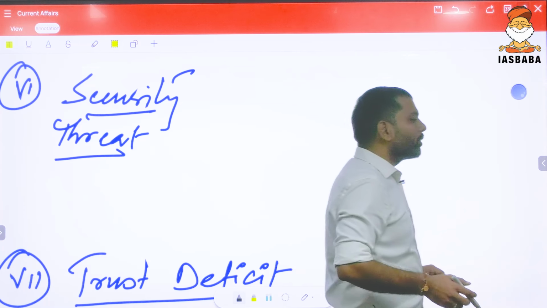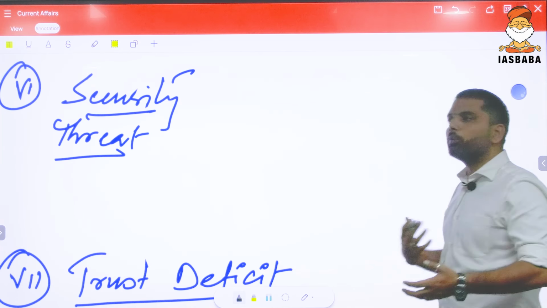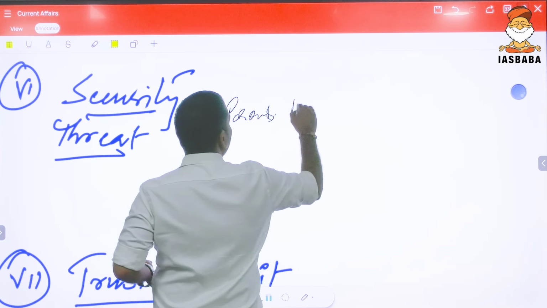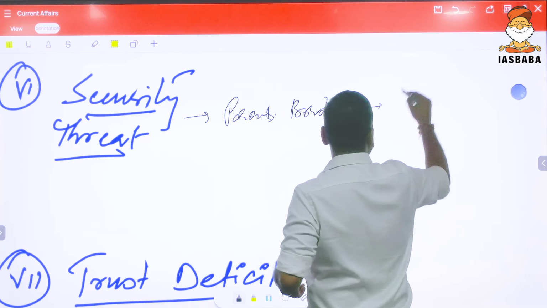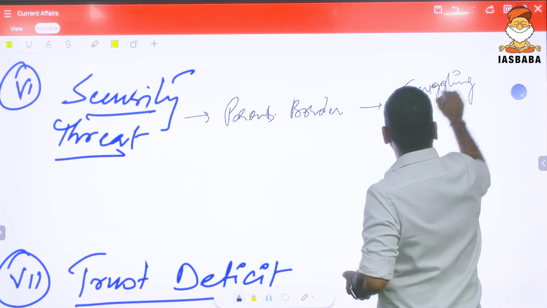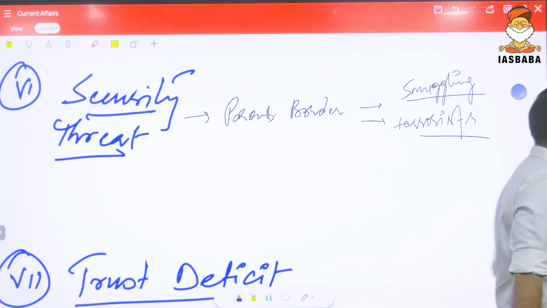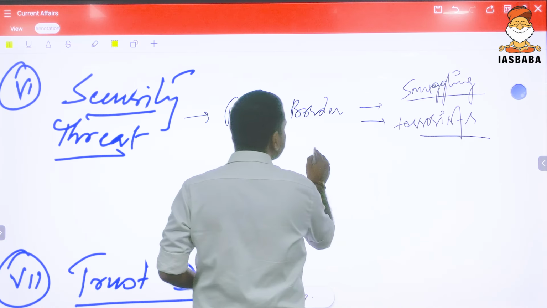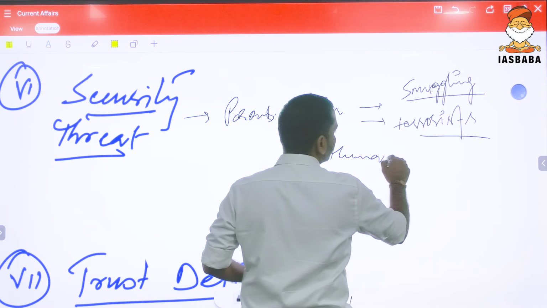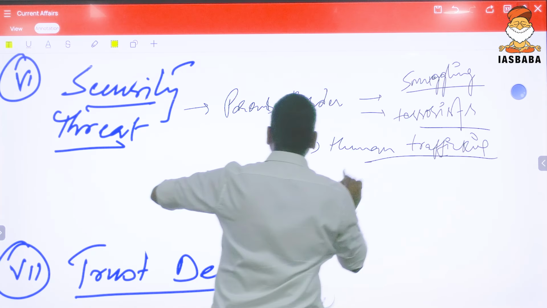Then comes the next, that is the security threat. So we know that India and Nepal have a porous border. Since there is a porous border, it is like an open border. So illegal activities like smuggling or trafficking, or maybe terrorists, also use this area for creating ruckus or terror in the country. So all these things become important in Indo-Nepal relations, and these are the challenges. Other can be human trafficking. We all know human trafficking. So this is the next thing that we see.